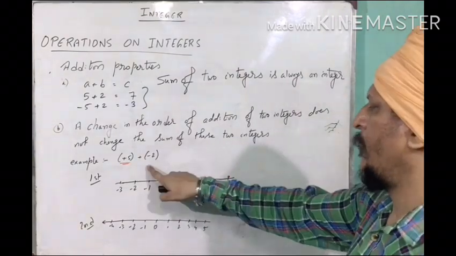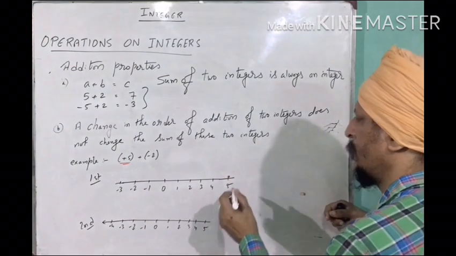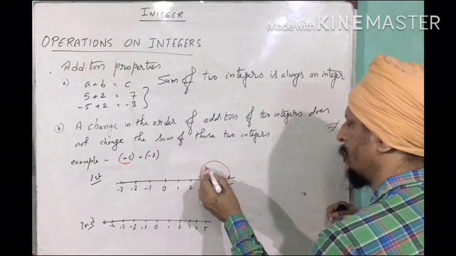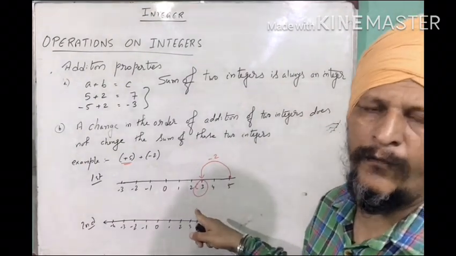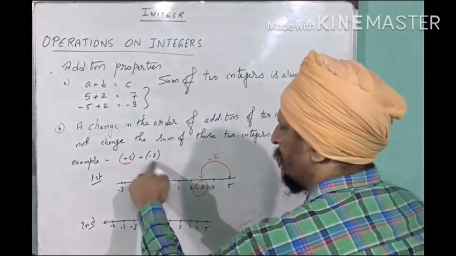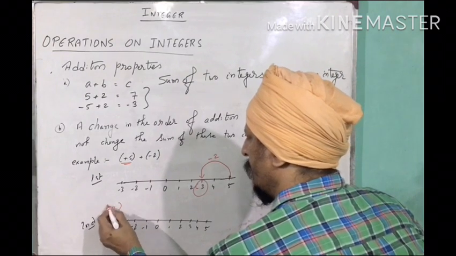Okay, now we have to add to it -2. So for -2, we move towards the left side. This is the -2. So what will we have? We get the answer 3.